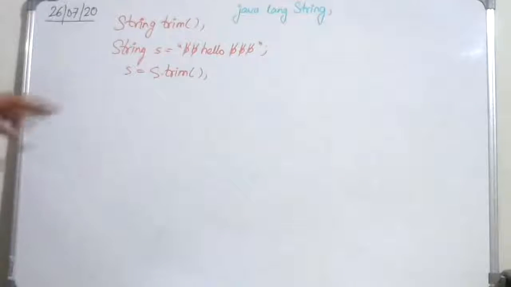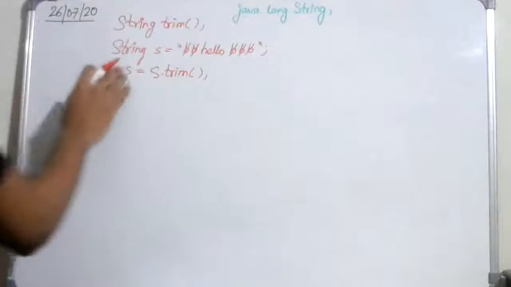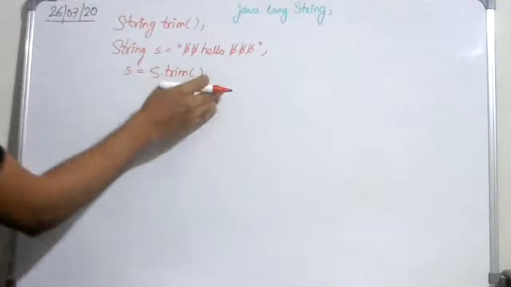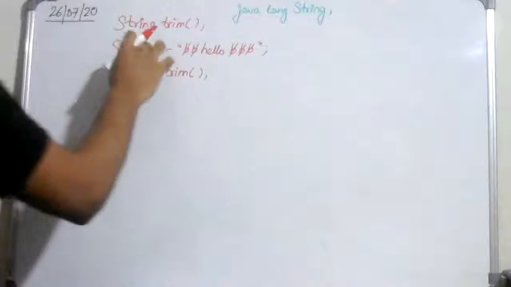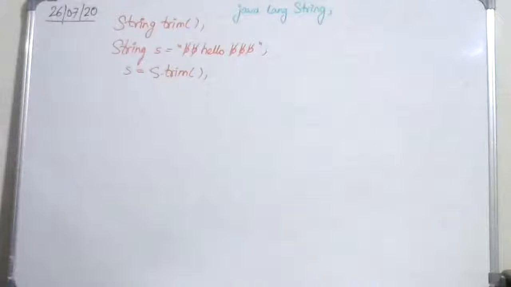So previously I said that this was equivalent to this particular line, but that was wrong. You have to explicitly write s is equal to s dot trim, and then only the modified value will be stored back in the variable.